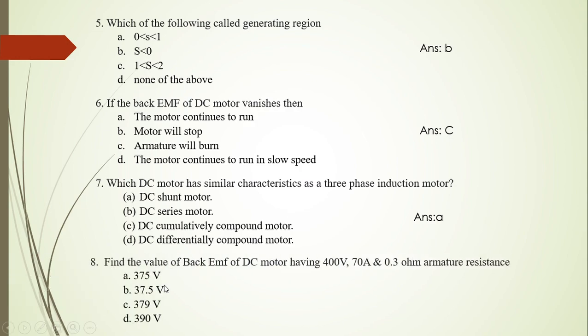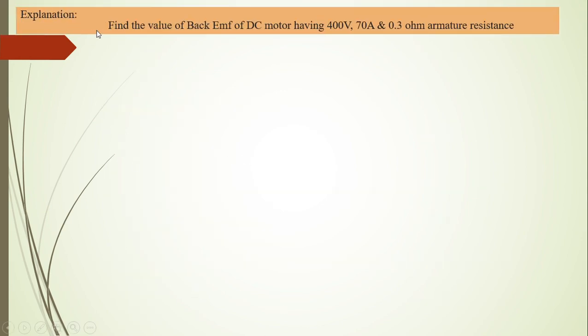Question number 8. Find the value of back EMF of DC motor having 400 volt, 70 amps and 0.3 ohm armature resistance. Options 375, 37.5, 379, 390. In this, right answer is C, 379 volt. We need to discuss more about this question. Let us take explanation part.